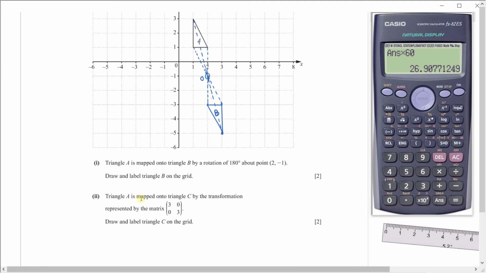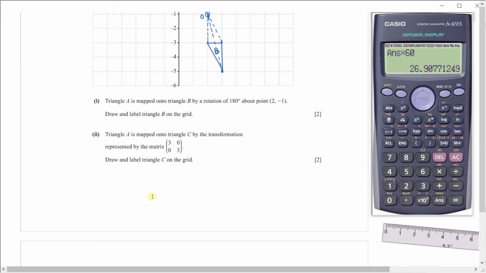The next part is: triangle A is mapped onto triangle C by the transformation represented by the matrix 3 0 0 3. Draw and label triangle C on the grid. Once you're given the matrix, you can apply the transformation. Transformation T applied to the object O will give you the image I. So your transformation matrix here is 3 0 0 3, and now your object is triangle A.